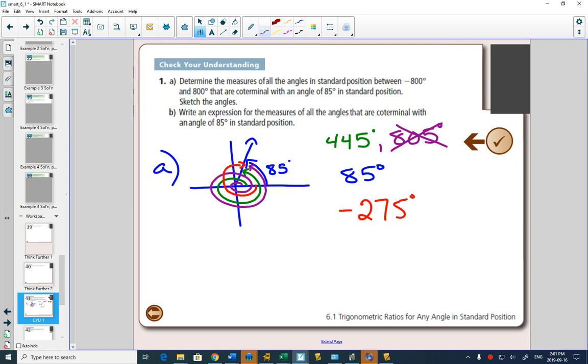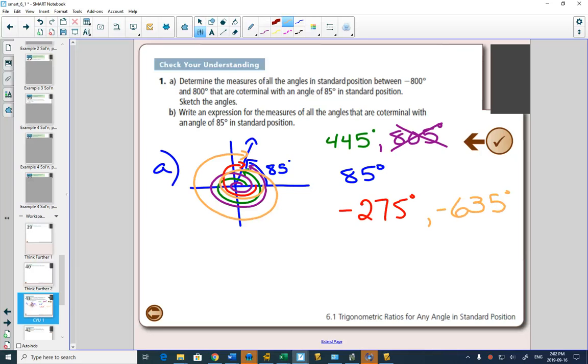And then if I went another 360 back again, negative 635. And if I went 360 again, can you see that I'd be past negative 800? So those are my only answers.